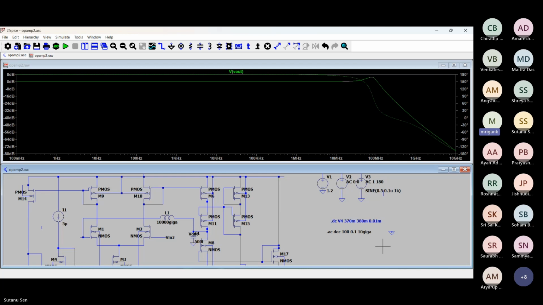So maybe, let me think. Maybe put a small resistance in series with L1, maybe 1 ohm, something like that. That should also not create much difference. No, sir, no difference.